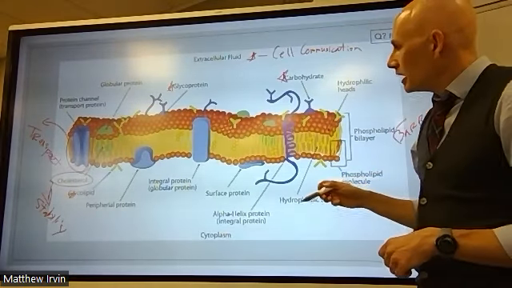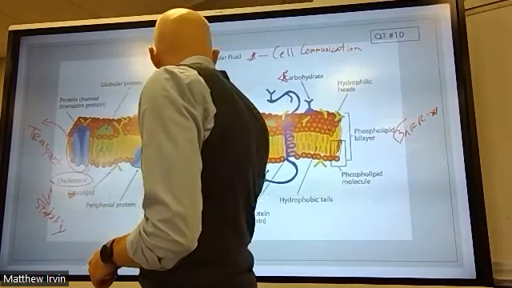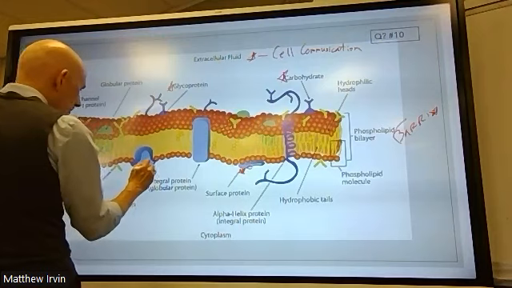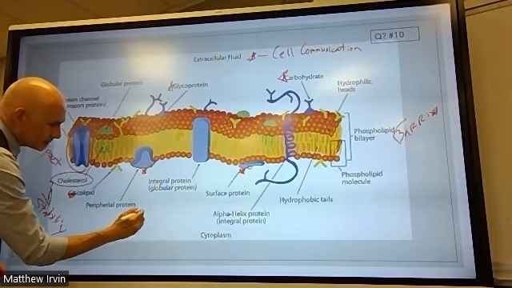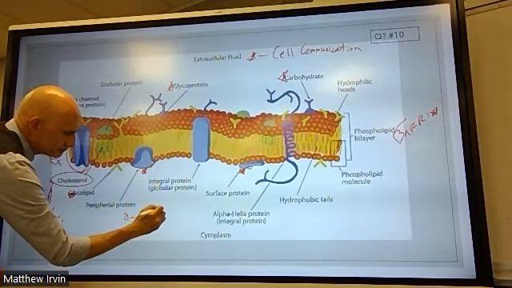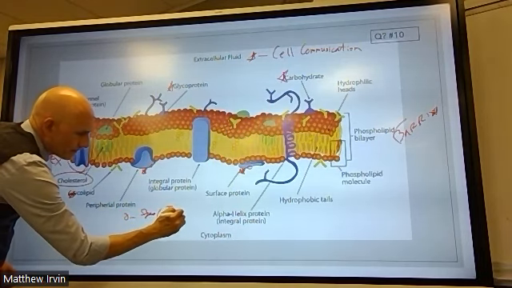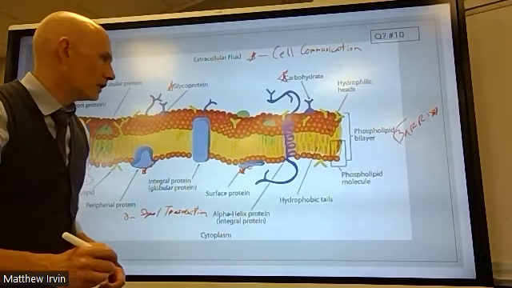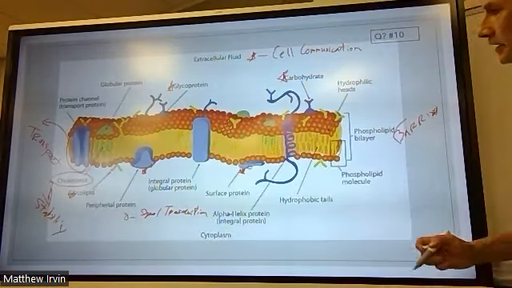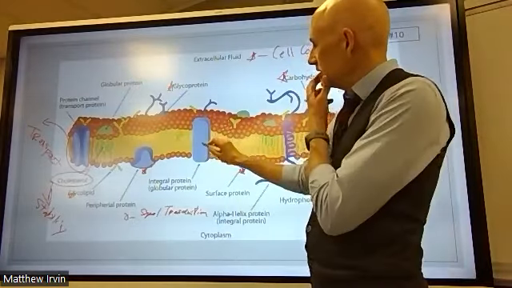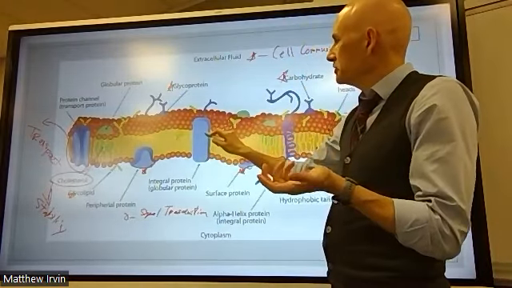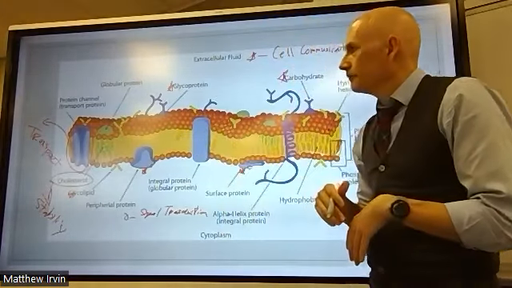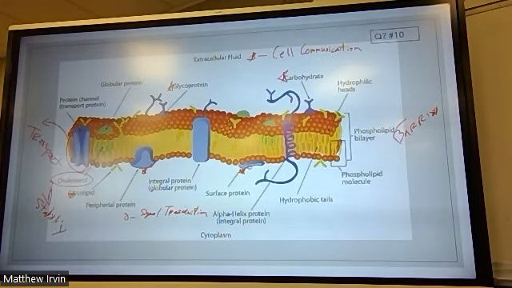And then you've got these peripheral proteins on the inside. Let's do a different shape with a circle. These are probably for signal transduction, which we'll go over in unit 4. And then you've got integral proteins. So these could do multiple functions, just cell structure, stability, or it's for transport.